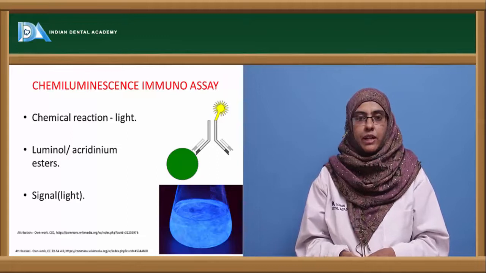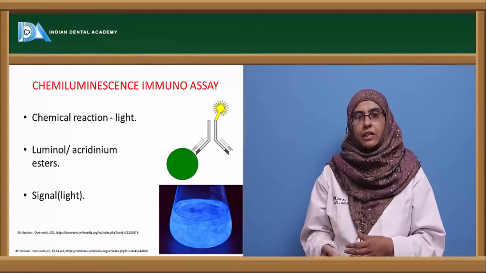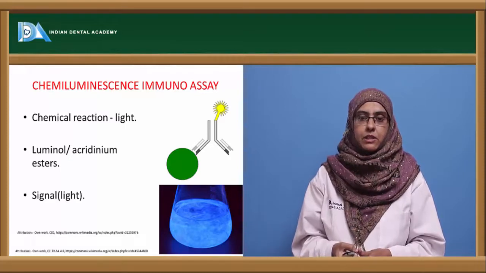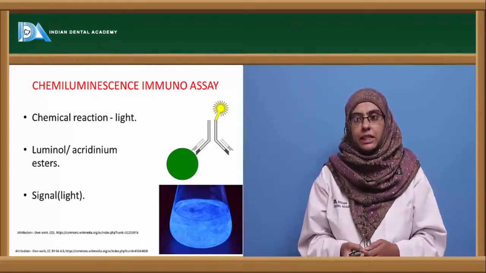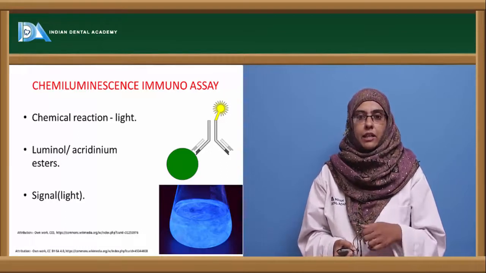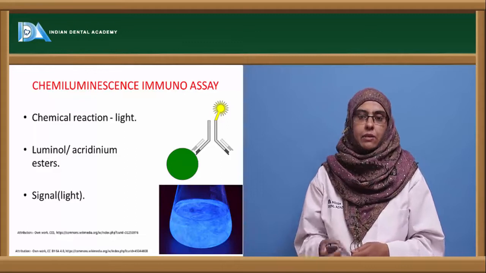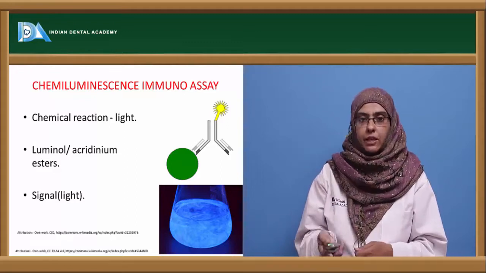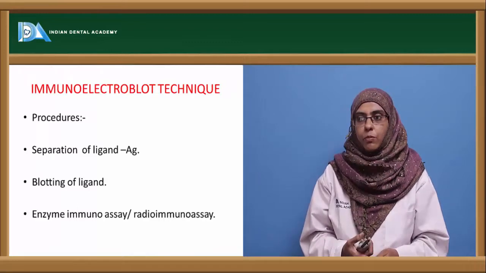So another modified form of immunoassay is conjugating the antigen or antibody to chemical substances. Here the chemical substances that are used are luminol or the acridinium esters, and the positive result can be estimated by a signal, that is a light, that can be amplified and can be measured. So next is the immunoelectroblot technique.